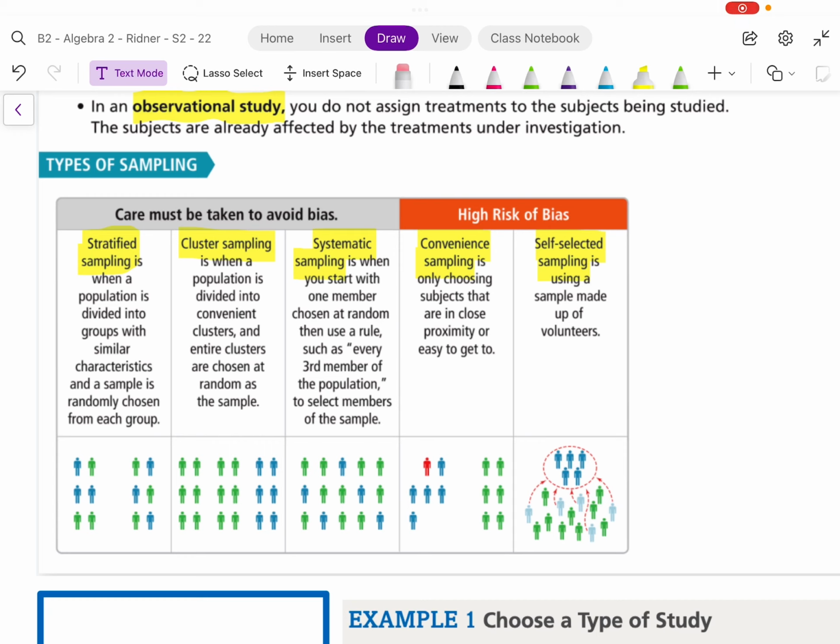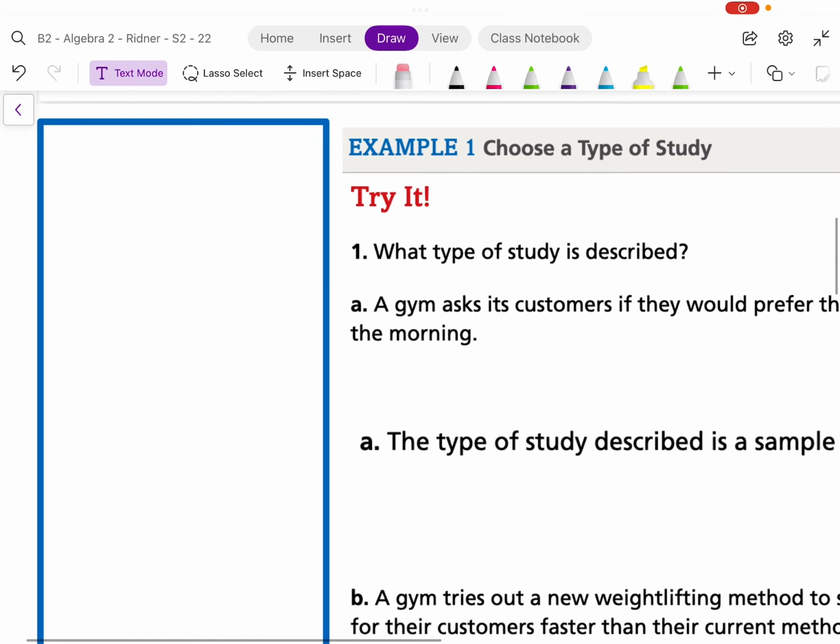All of these can be valid, but you just need to be careful to avoid bias. However, the last two have a high risk of bias. So convenient sampling, where you're only choosing the subjects that are in close proximity or easy to get to, and self-selected sampling, which is when you're using something from a group of volunteers, both of these are situations where you do have high risk of bias. So let's go down and look at some examples now.